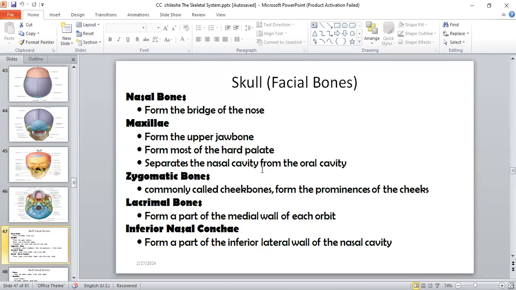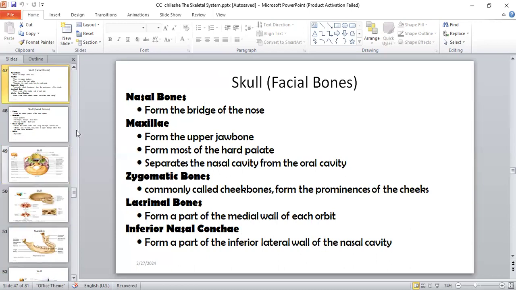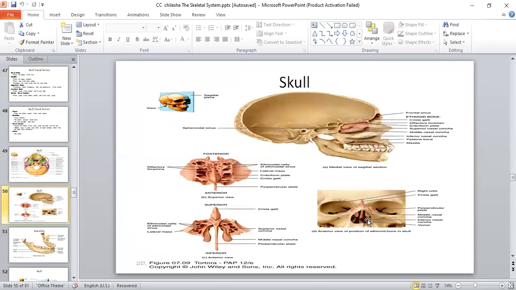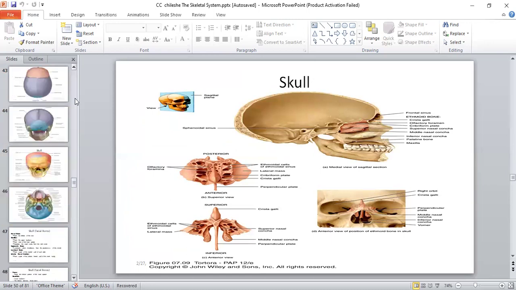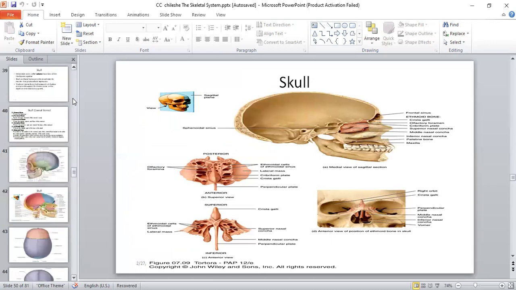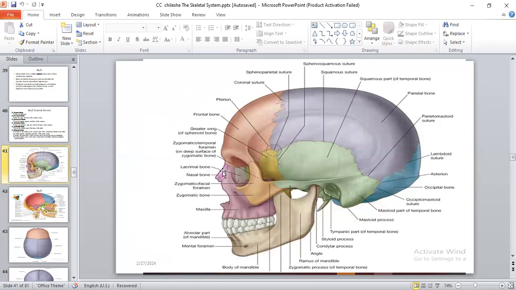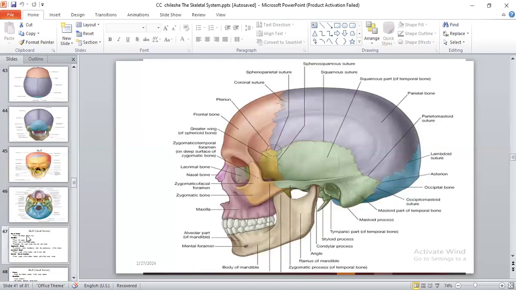So now we have the bones of the face, the facial bones. Facial bones include nasal bones. We have two nasal bones, the ones that make up the bridge of the nose, one on each side of the nose. These ones here, those are the nasal bones.